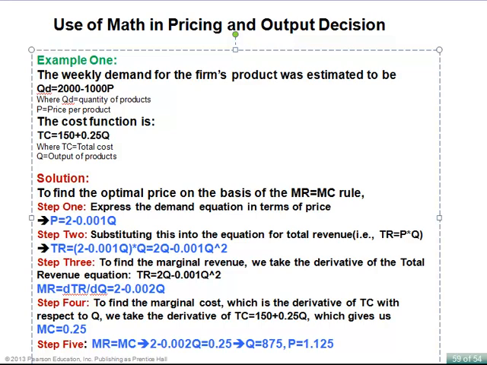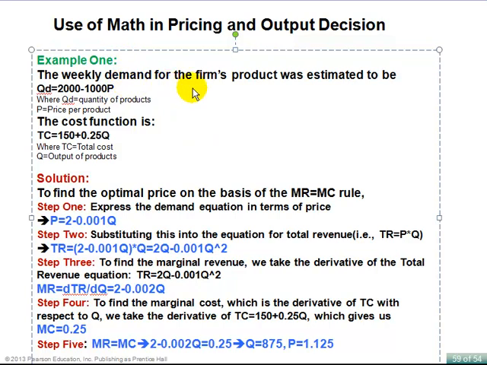As you have already learned, in order to maximize the profit, the firm should set the price and decide the output level based on the marginal revenue equals the marginal cost rule. We say MR equal to MC rule. So how to find the optimal price and quantity? Let's check this example. Example 1.